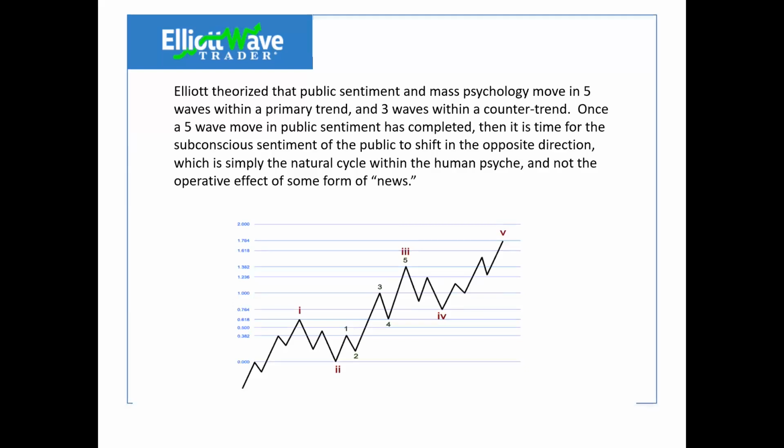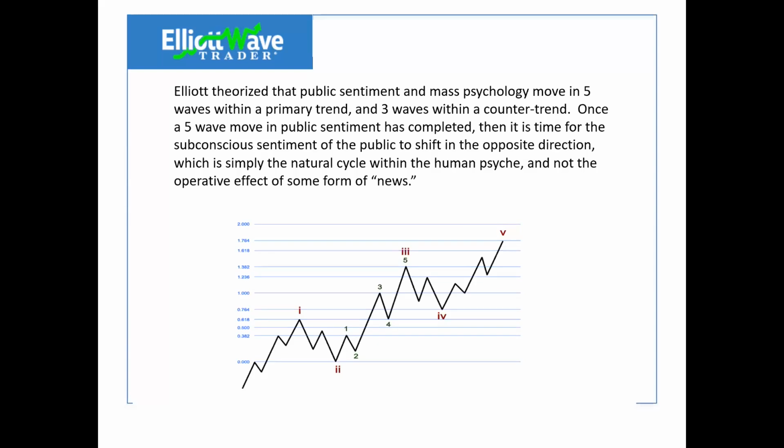Elliott recognized that the stock market was driven by waves of public sentiment, and that those waves of sentiment are fractally patterned. This means that the market takes shape within variably self-similar patterns at all degrees of trend. I'll explain this further in a few minutes. Most specifically, Elliott theorized that public sentiment and mass psychology move in 5 ways within a primary trend and 3 ways within a counter trend.